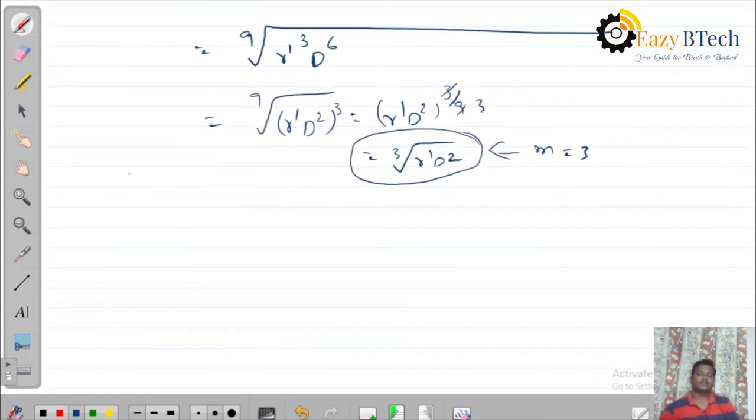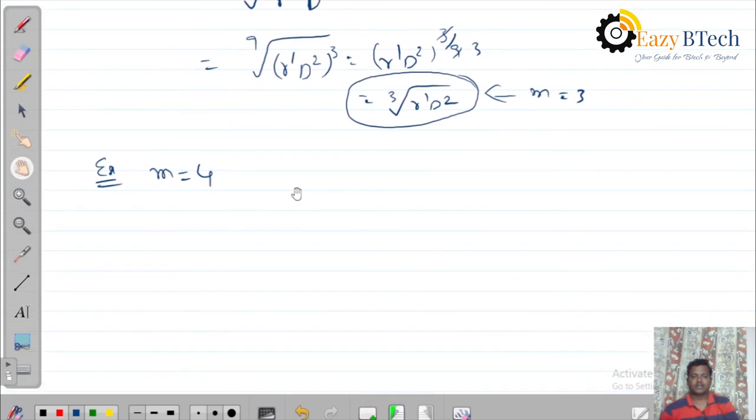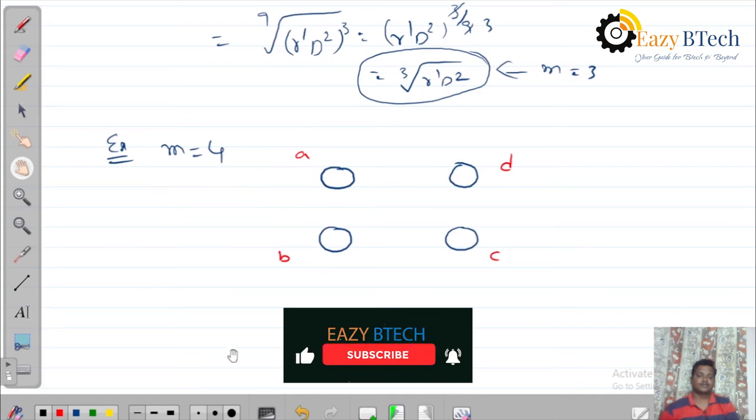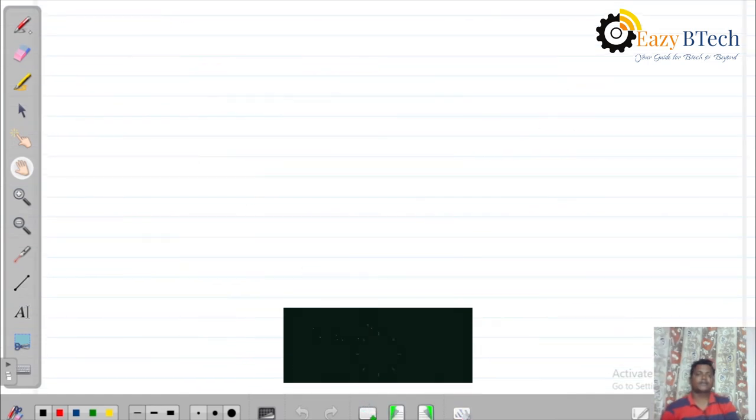We can go to another example. If the bundle conductor has 4 subconductors, how can we calculate? Calculate it yourself and cross check how to calculate GMR. Now the conductors are A, B, C, D. How can we calculate GMR for this case? The formula for this one is, okay, you can go to another page. Total number of conductors is 4: first, second, third and fourth conductor. The conductor names are A, B, C, D.